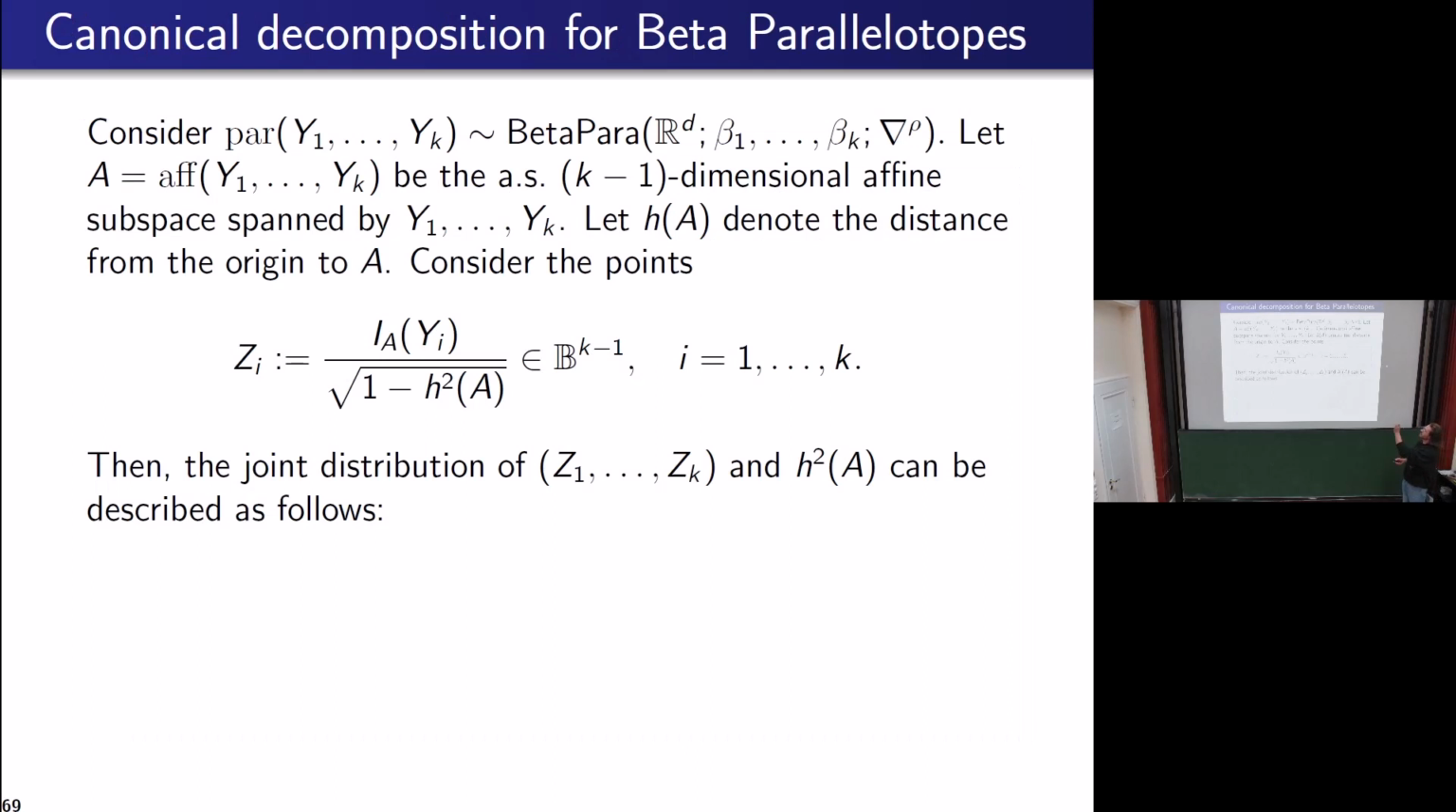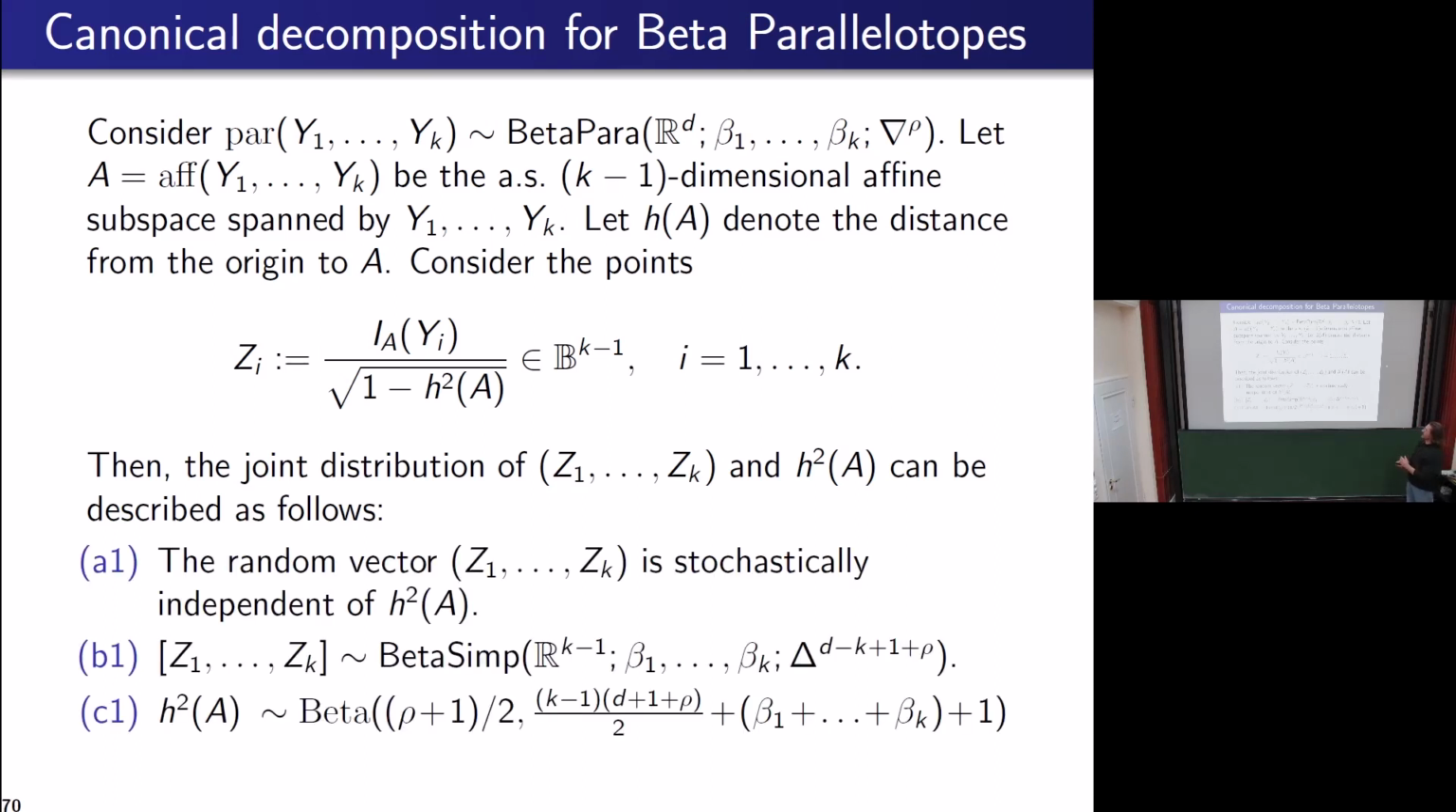So if we now take a beta parallelotope, which makes the definition a little bit shorter, and we have the same preliminaries as before, we can say, again, the random vectors z_1 to z_k and h squared of A are stochastically independent. The convex hull of the points that are projected is again a beta simplex, and h squared of A has a beta distribution, but now this rho turns up in the first parameter of the beta distribution.